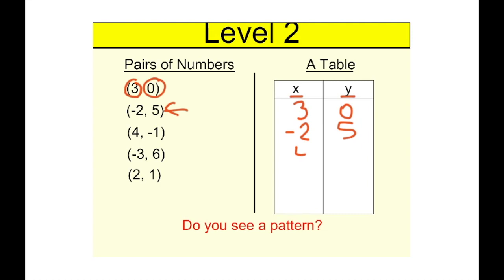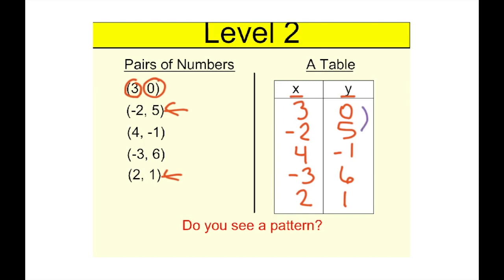Then I'm going to have my 4 and my negative 1. Next, I will put negative 3 and 6. Finally, I'll go to my last one, and I would have 2 and 1. So my question is, do you see a pattern? If I'm looking at that, okay, let's try to find a pattern here.